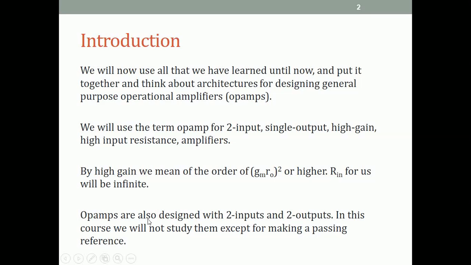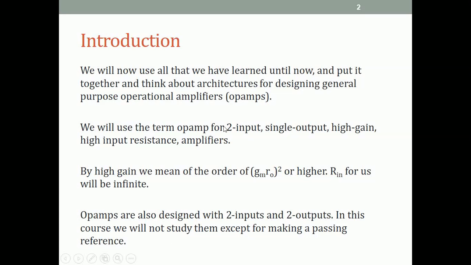Also, op-amps are designed with two inputs and two outputs. But in this course, we will not look at circuits with two outputs. We'll make a passing reference once in a while to them, but our focus will be single output amplifier. Inputs will of course be two.